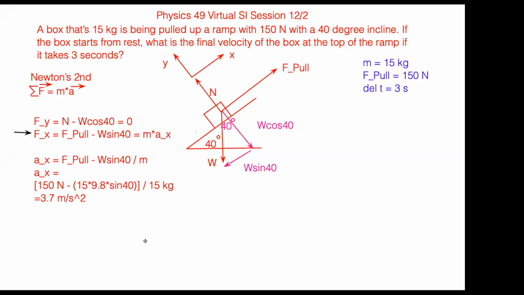So the goal is to find the final velocity of the box when it reaches the top of the ramp if it takes 3 seconds. All this sounds like a kinematic problem. So what we're going to do is make our table.